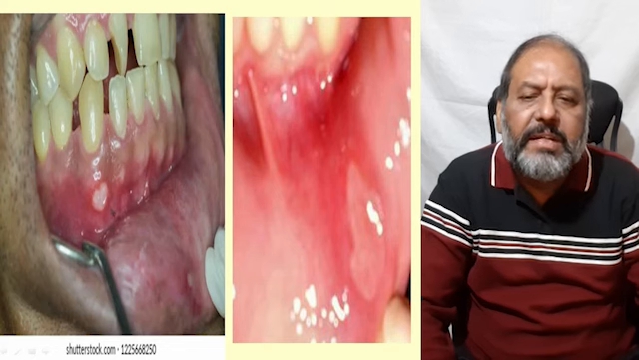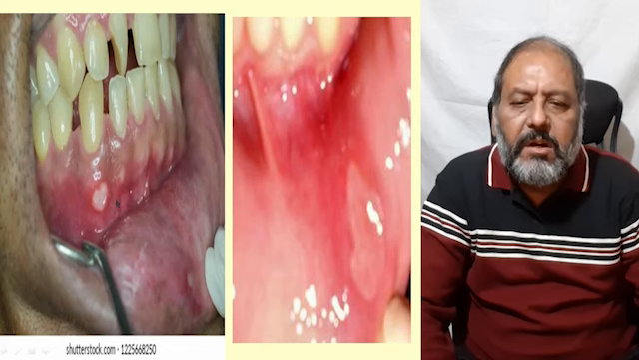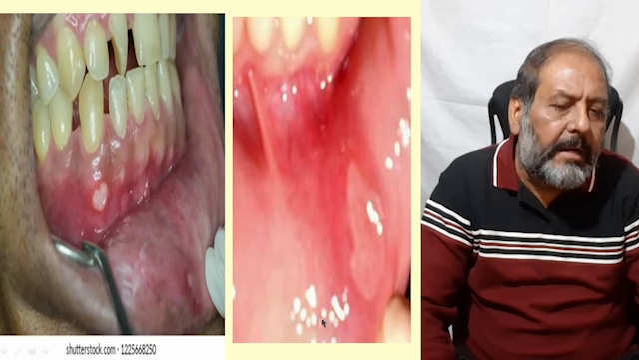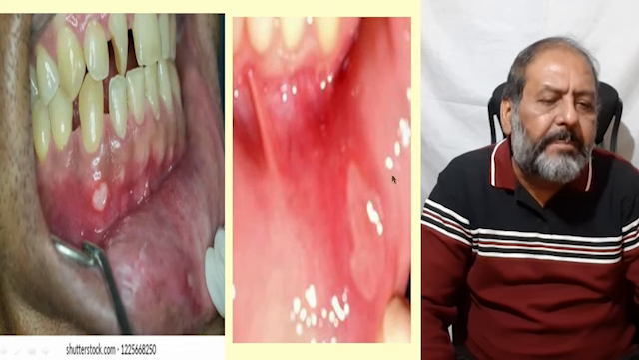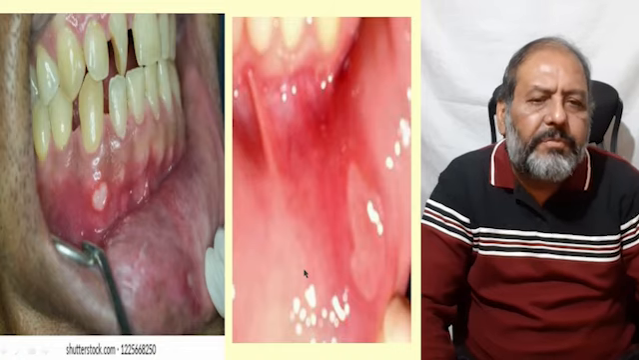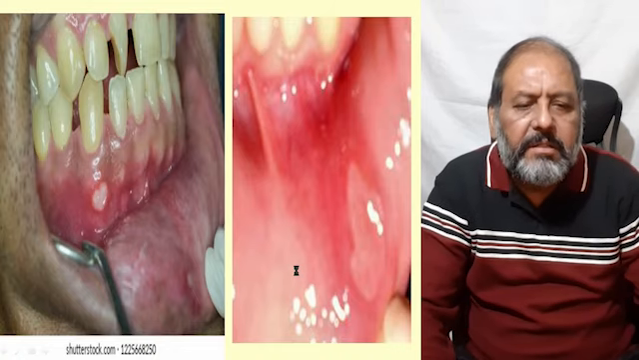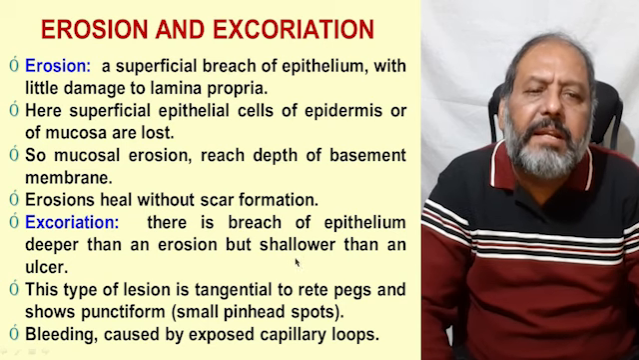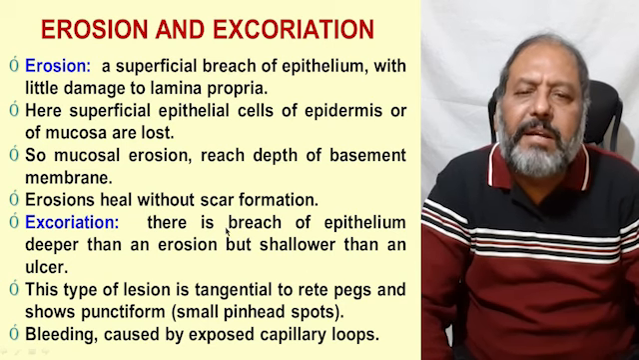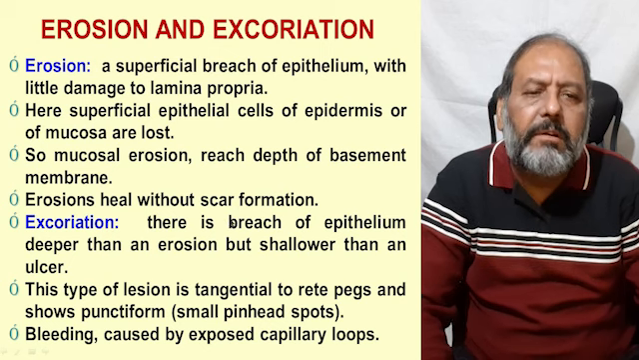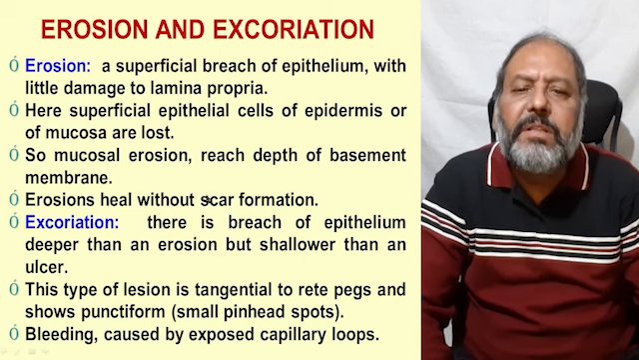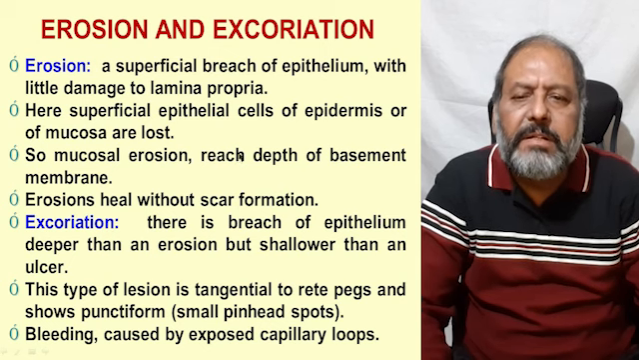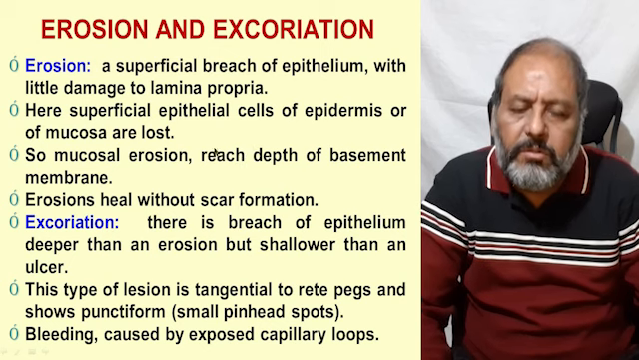Here one can see ulcers on the gums, and ulcers inside the mouth and on the lip margin inside the lip. These are the sites where one can see them. Now, erosion and excoriation. Erosion, by definition, is a superficial breach of the epithelium with little damage to the lamina propria, but in an ulcer, the lamina propria is also involved.